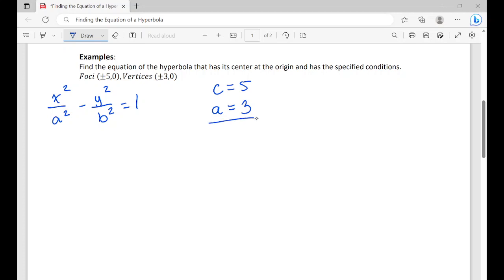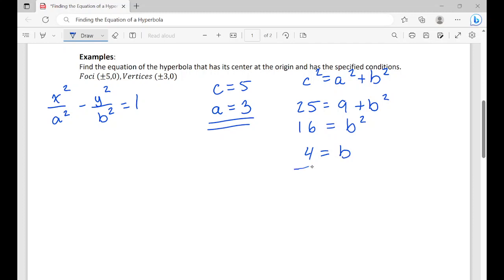Now I know a, the nice easy one, but I still have to find b. So to find b, I'm going to use my c squared equation. So c squared equals a squared plus b squared. Plug in my a and c, and I'm going to get 25 equals 9 plus b squared. Subtract the 9 over, I'm going to get 16 equals b squared, and then square root both sides, and I'm going to end up getting ±4, but I don't really care about the negative, so I'm just going to keep the positive for this question.